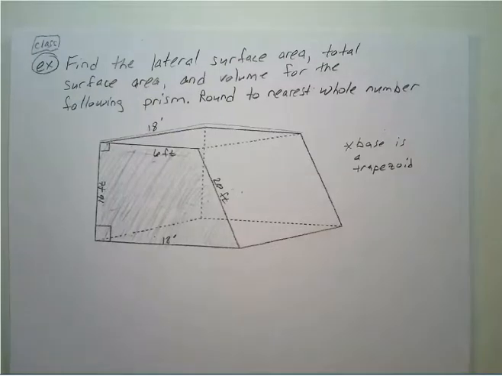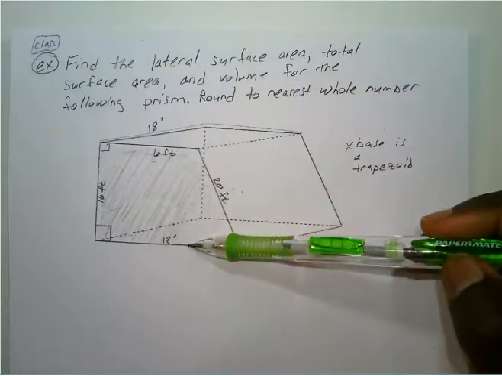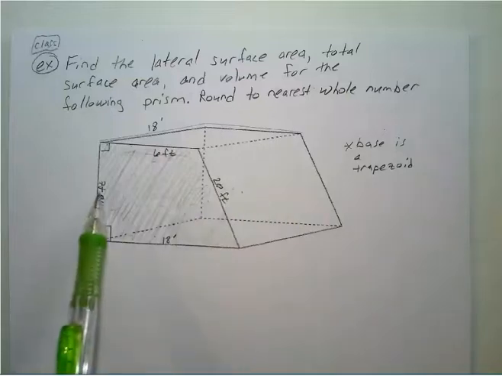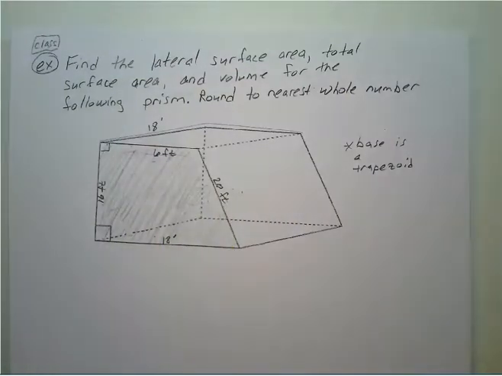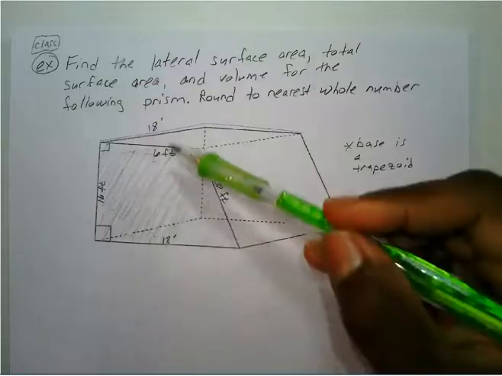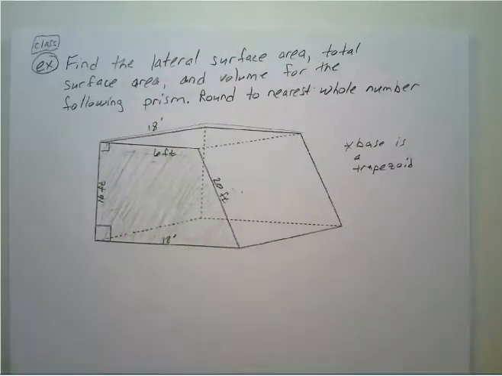Now 99% of the time, they're not going to tell you the base is a trapezoid. You have to kind of look at it. But you can tell because you have 2 parallel lines of a quadrilateral, and the other 2 lines are not parallel. So when you have 2 parallel lines, which are these 2, and 2 lines that are not parallel, and you have 4 connecting sides, it's a trapezoid. So go ahead and press pause, and I want you to try this one on your own.